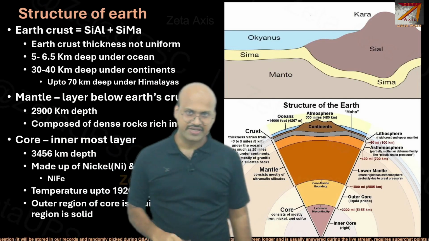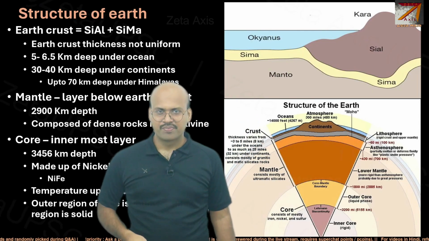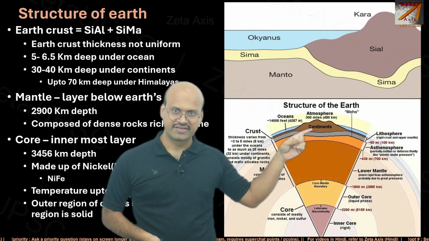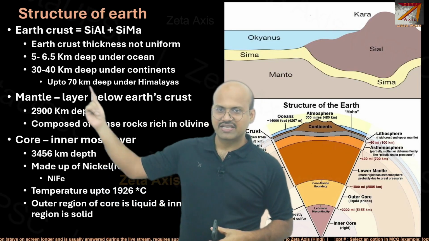And it is estimated. Remember, this is not a measured value, but it is basically estimated based on isostasy. So based on that, under the Himalayas, it is estimated that the continental crust should be as deep as 70 kilometers.